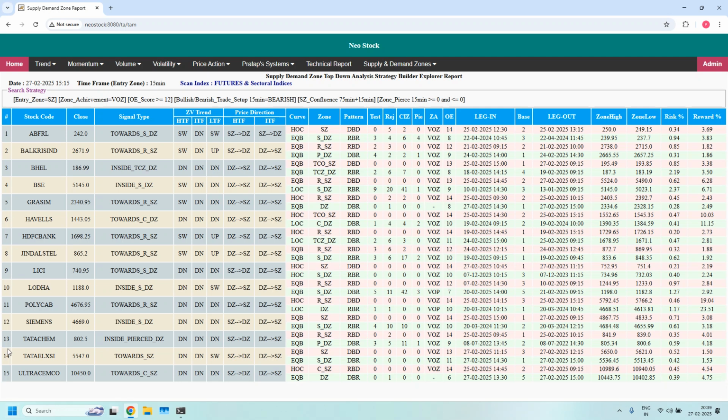That means in all these 15 stocks, these 15-minute supply zones are overlapped with 75-minute supply zone. And the 75-minute trend is down in all these stocks because it is bearish trade setup. And if the 75-minute supply zone is having daily EMA confluence, then these 15-minute supply zones are having even more high probability to get the success. Let's verify.